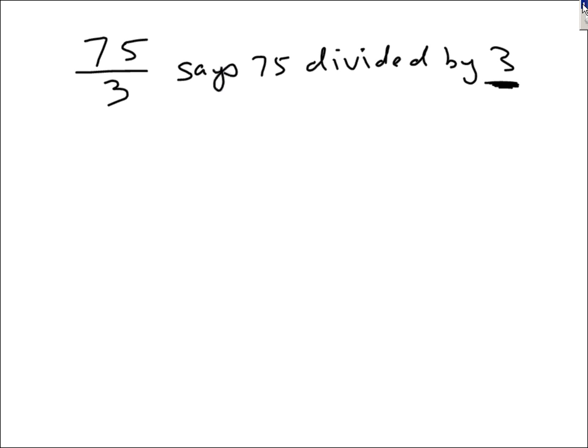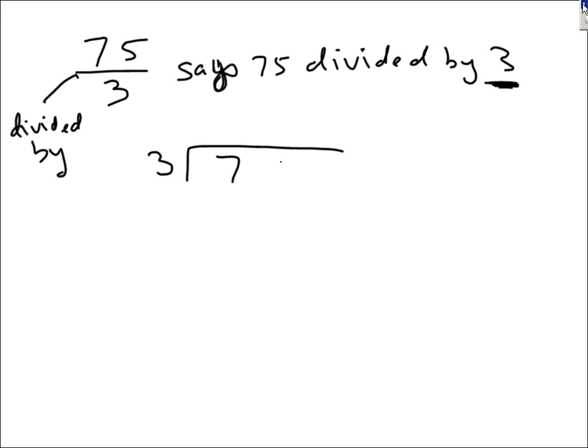3. People would say, oh, you're dividing by 75. No, you're dividing by 3. Why? Because another way of saying that line is divided by. You can say 75 over 3. That's not wrong. But you can also say 75 divided by 3. We're dividing by 3. That means 3 into 75.